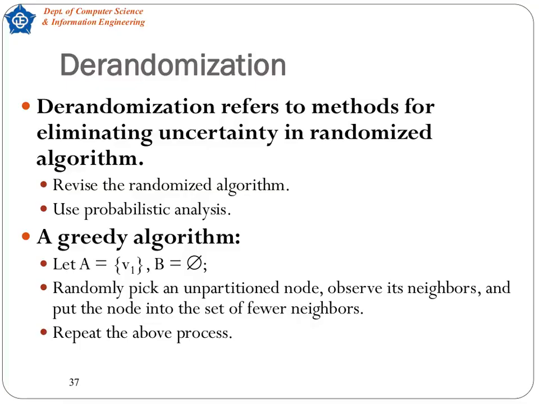It all begins by initializing two sets, set A, which contains a starting node, denoted as V1, and an empty set B. Next, we randomly pick an unpartitioned node. We then observe its neighbors, and the crucial step is to place that node into the set that currently has fewer neighbors. This entire process is then repeated, iteratively, until every single node has been partitioned.